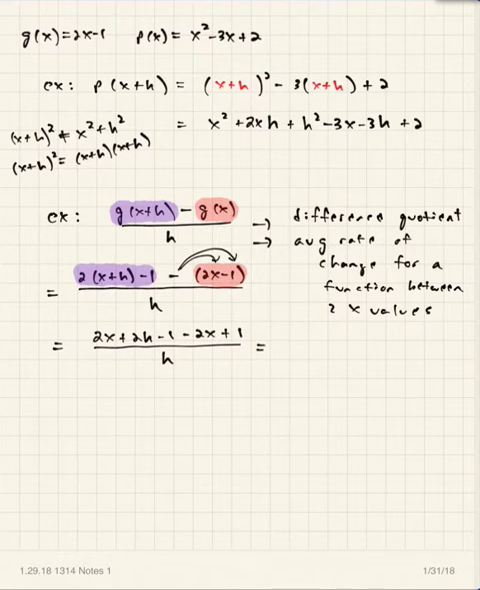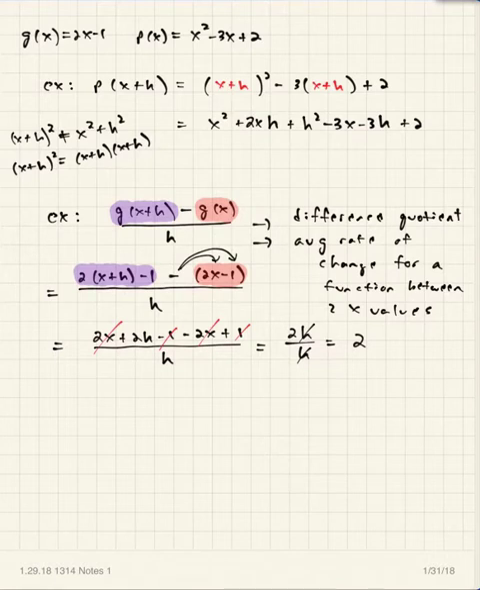And then with a polynomial expression like this, you'll always get lots of canceling in a difference quotient. So notice here the 2x's add to give 0, and the 1's add to give 0. And so we are left with 2h divided by h. And notice in this case the h's divide out also. And you're just left with 2.